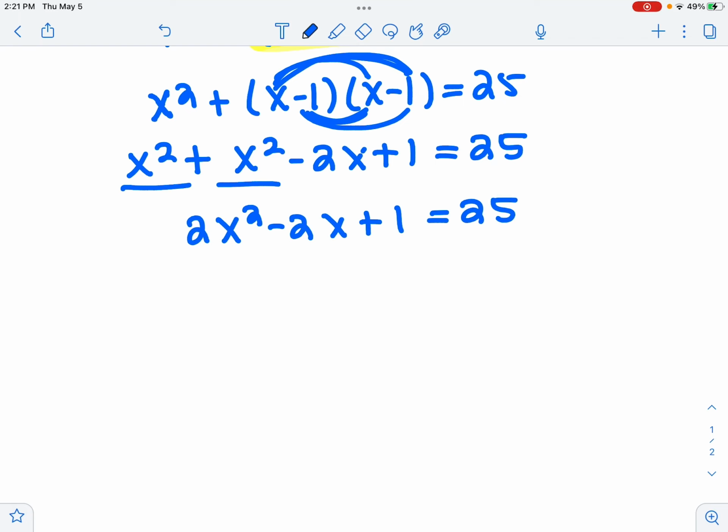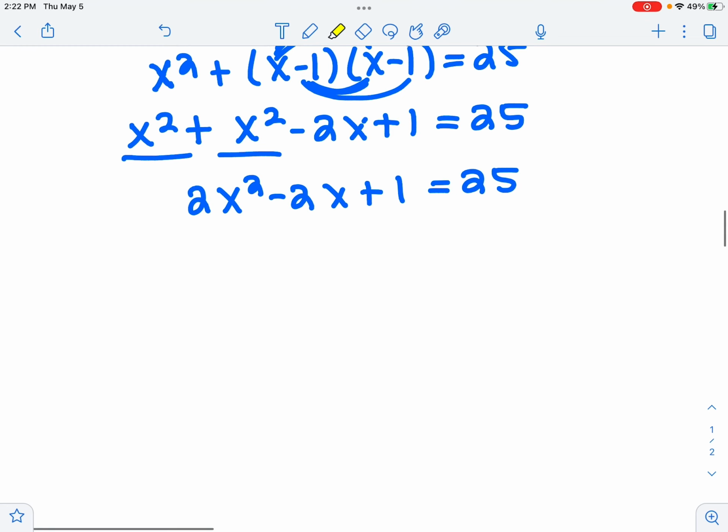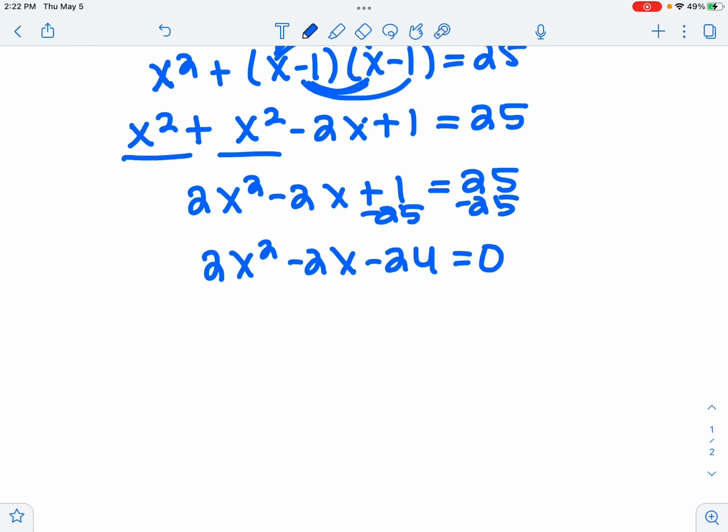So you can see that right now we have a quadratic. When solving a quadratic, recall that the first thing you want to see is if you can solve by square rooting. I can't solve this by square rooting because not only is there an x squared, but there's also an x. So now I want to see if I can solve by factoring. In order to solve by factoring, it has to be equal to 0. So in the previous step, I would have not done this right away. I would have also subtracted 25 from both sides. So now I have 2x squared minus 2x. If you subtract 25 from both sides, you get minus 24 equals 0.